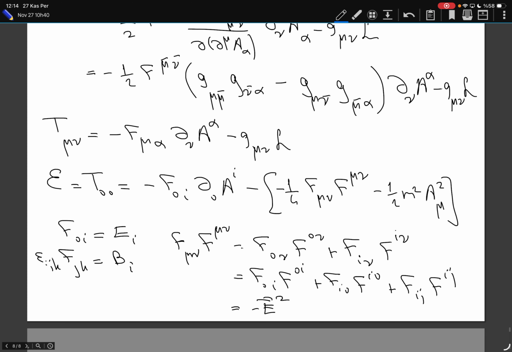And for F_{ij}, whether both i and j are upper or lower doesn't make any difference, because each brings a minus 1. There are two space indices, minus 1 squared is 1. So each F_{ij} is plus or minus some component of the magnetic field. When I'm summing over all i, j, I will be summing over all components. And since I have the F squared, it will be B squared.